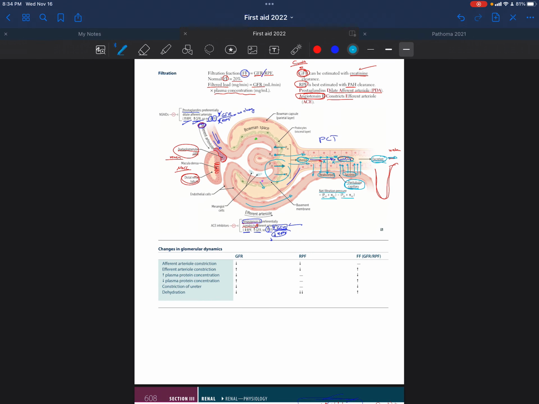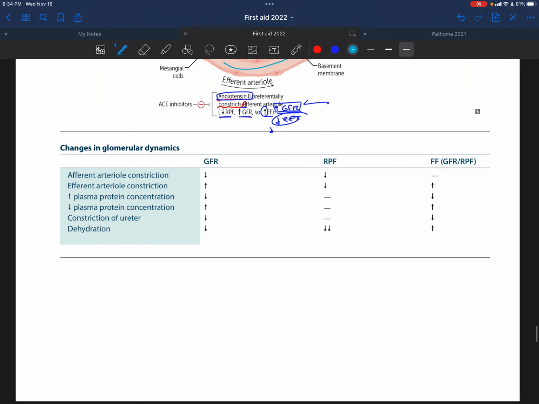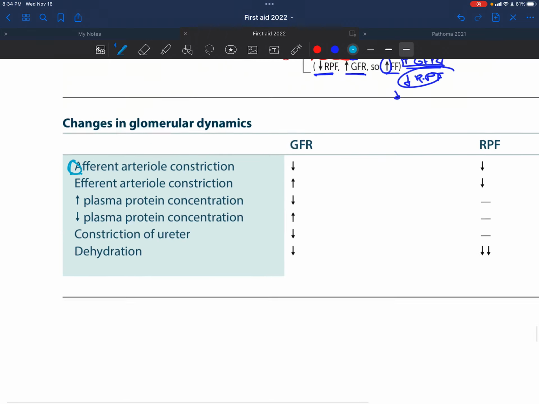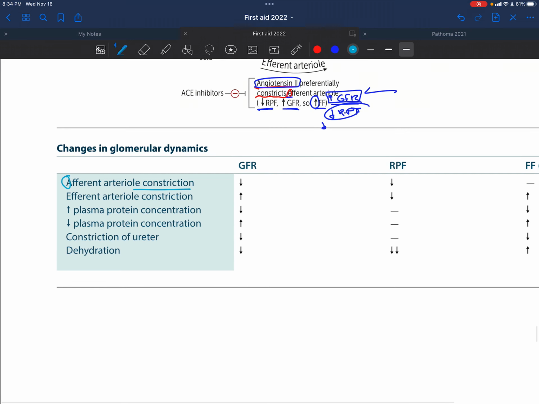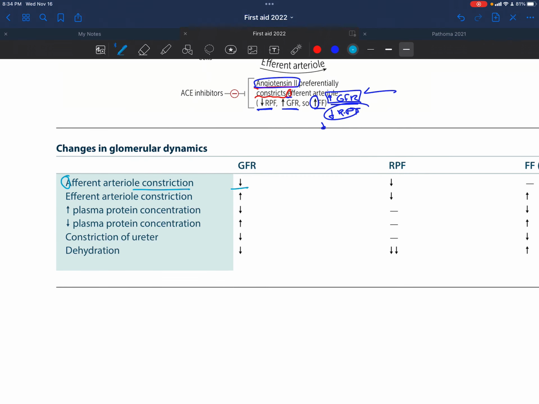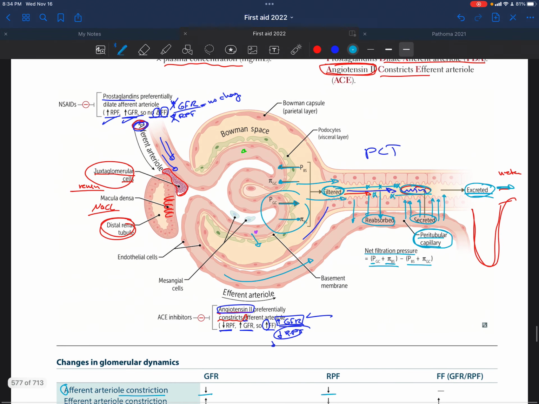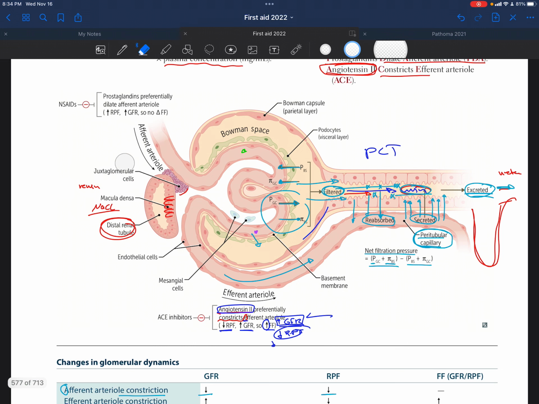And that's it for this image. Now, if we take a look at the changes in the glomerular dynamics, if we have afferent, A, so that's the vessel going into the corpuscle, afferent arteriole constriction, then we have a decrease in the glomerular filtration rate, and then a decrease in the renal plasma flow. Okay, so if we take a look over here, let me delete all of this.